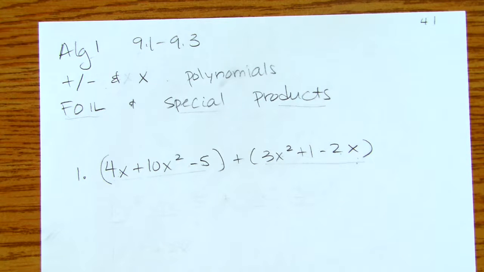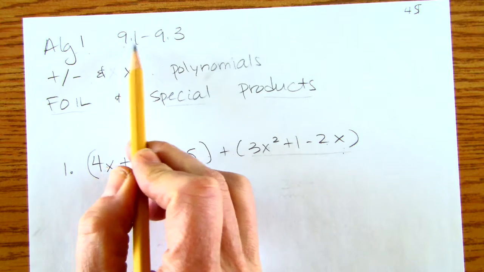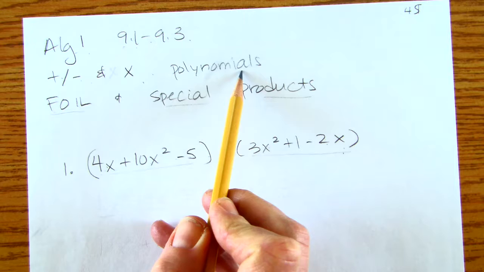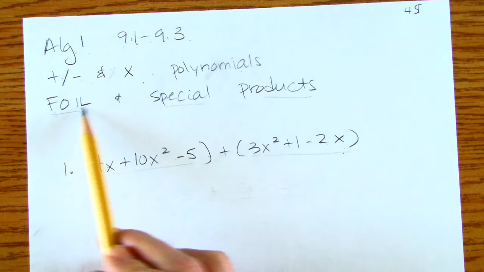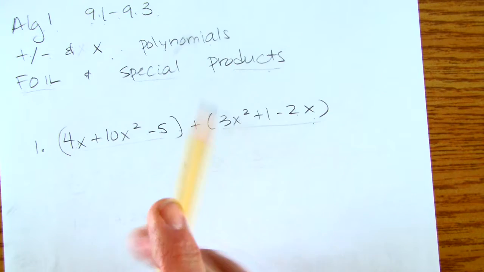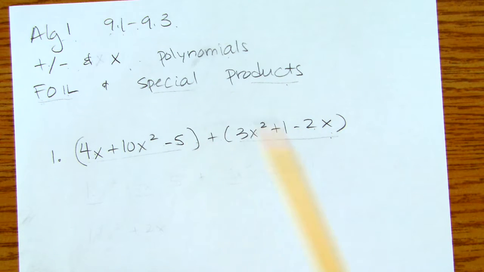Okay, I'm going to just do some example problems, thinking that it might be helpful. So this is basically Algebra 1, sections 9.1 through 9.3, where we add, subtract, and multiply polynomials. And I'll also show you the FOIL and special products concepts. I might break the video down into two if it starts to get a little long. I just noted the time I started this.